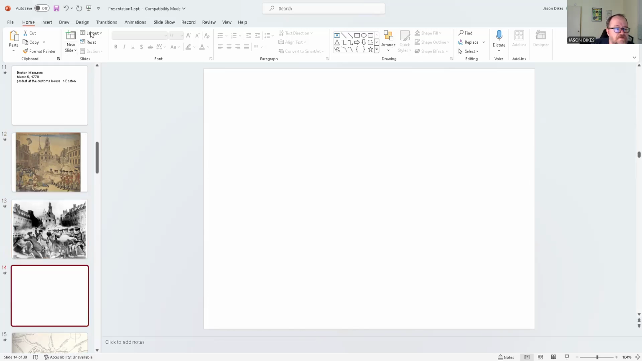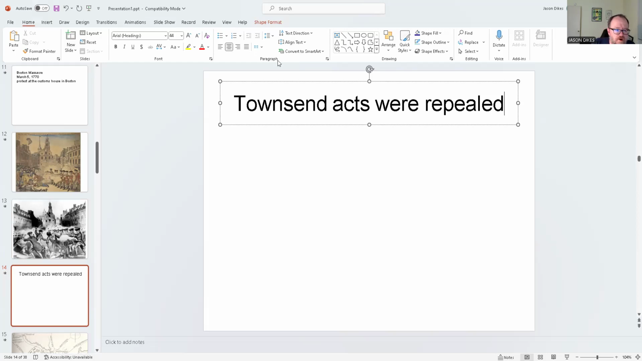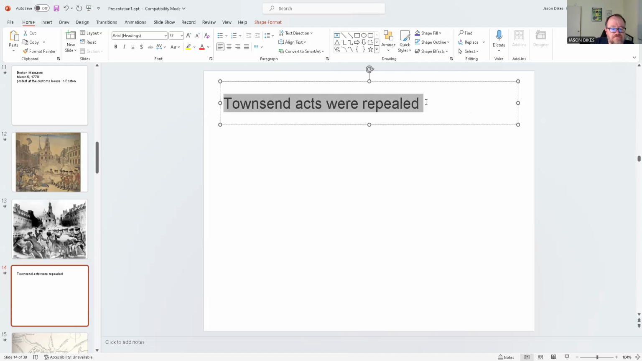In the aftermath of the Boston Massacre, the Townsend Acts were repealed, and Parliament really went out of their way to defuse the tensions that had built up. Again, blood has been shed and people have been killed, and people are pissed off. Okay, so Parliament really does what it can to defuse the situation.